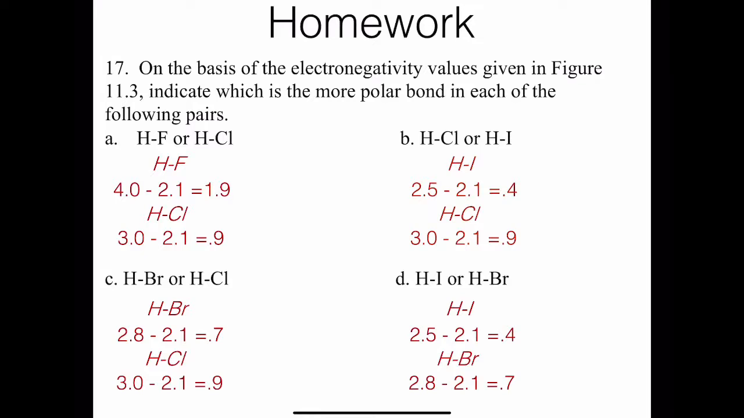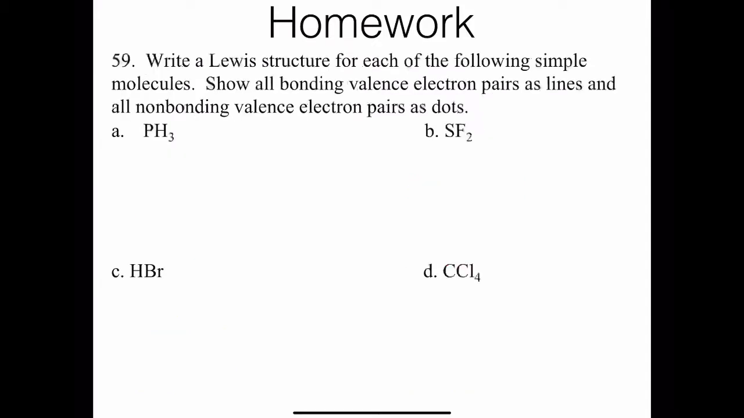So again, we're indicating which one is more polar, so what we're doing here is looking at the difference between the two. So for A, we see the value of the difference is 1.9. For HCl, we see it's 0.9. So the more polar bond is going to be the larger difference in each of these cases. For B, the larger difference is 0.9. For C, the larger difference is 0.9. And for D, the larger difference is 0.7. So that's how we would indicate the more polar bond in each pair.